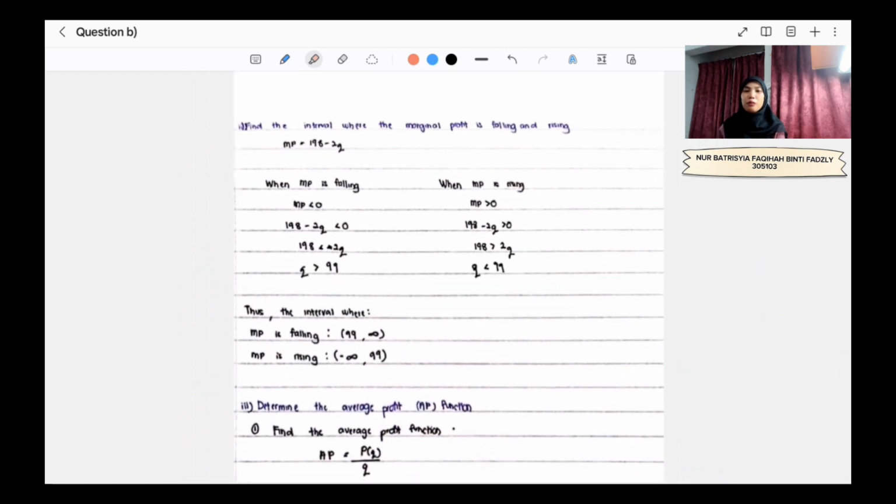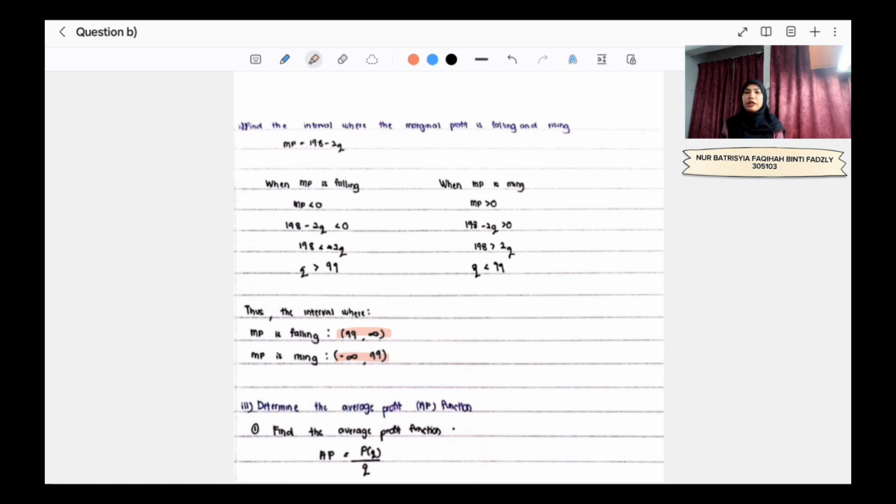So when marginal profit is falling, MP < 0, so we substitute into the equation 198 - 2Q < 0, 198 < 2Q, Q > 99. When marginal profit is rising, MP > 0, so we substitute 198 - 2Q > 0, 198 > 2Q. The final answer, Q < 99. In conclusion, the interval where the marginal profit is falling is (99, infinity). The interval where the marginal profit is rising is (negative infinity, 99).